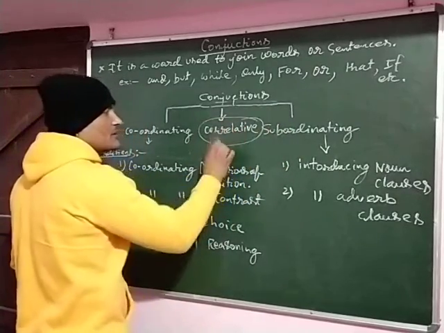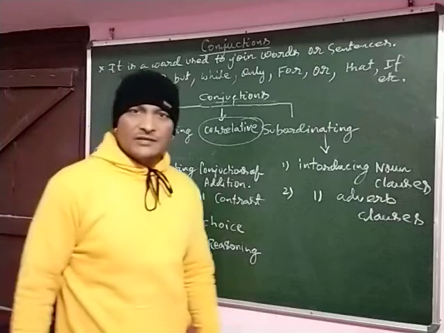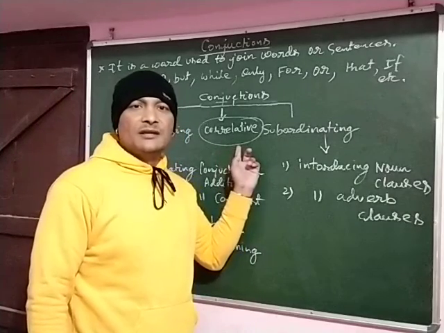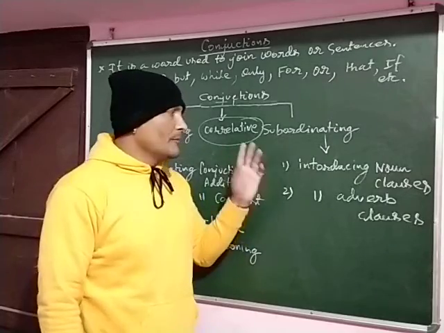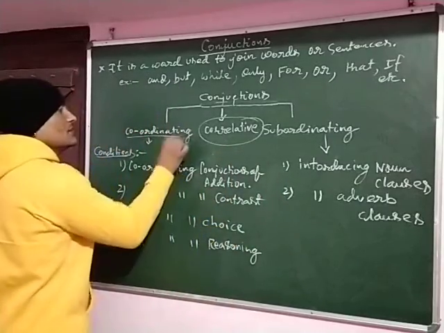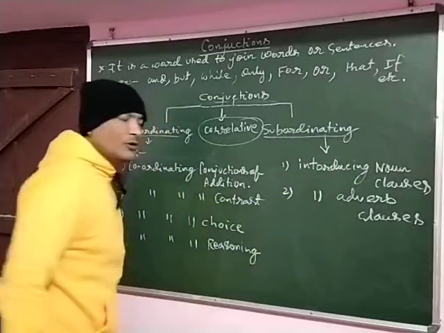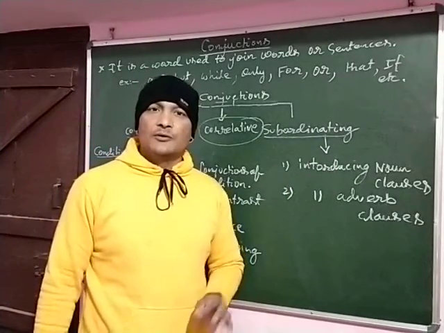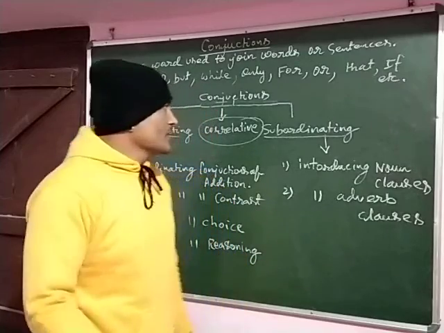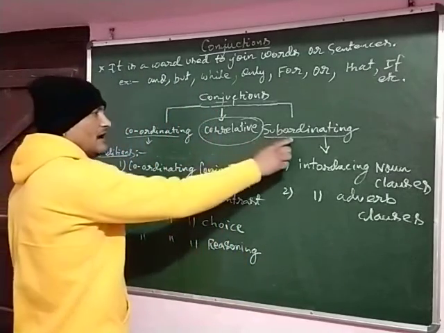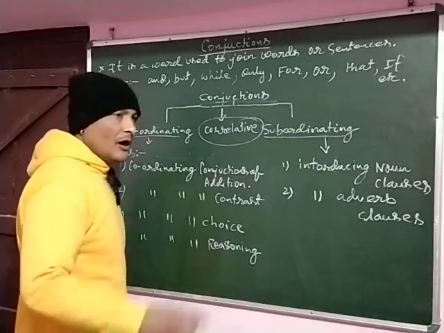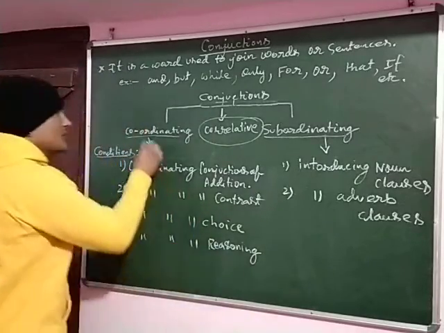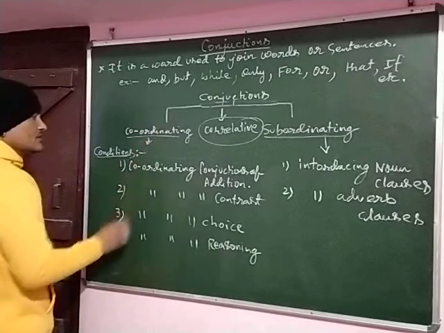Correlative conjunctions are a pair of conjunctions. We will discuss this pair of correlative conjunctions later on. But we have to focus on coordinating conjunctions and subordinating conjunctions. We have to understand them at first. So let's discuss how coordinating conjunctions and subordinating conjunctions exist in sentences. Let's start with the coordinating conjunctions.